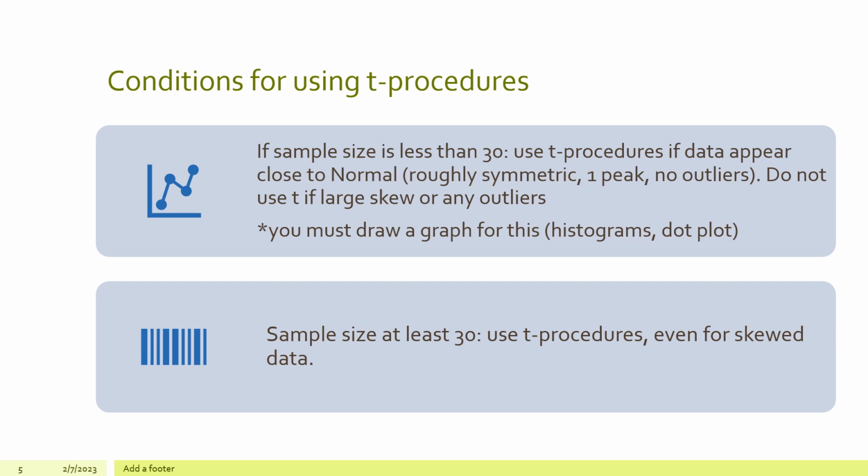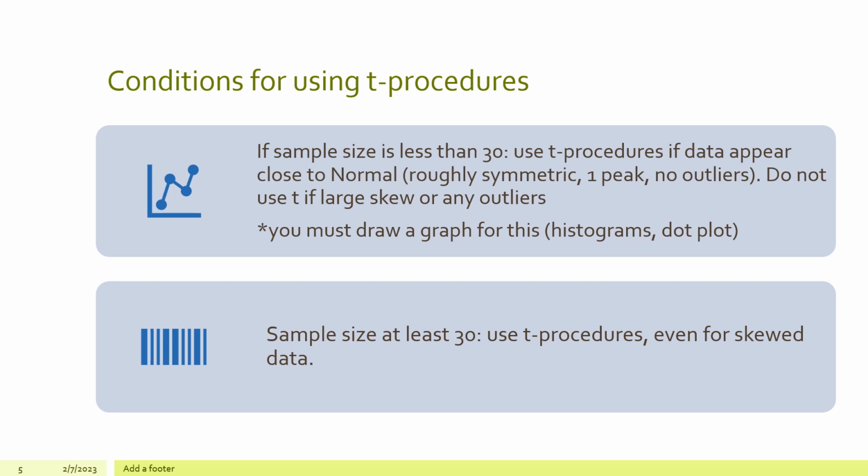To prove this, you must draw a graph. It needs to be a histogram or a dot plot. Now it doesn't have to be perfect, but you need to draw something showing that you've looked at the distribution. Now if the sample size is at least 30 and it's skewed, I don't care, it's 30.